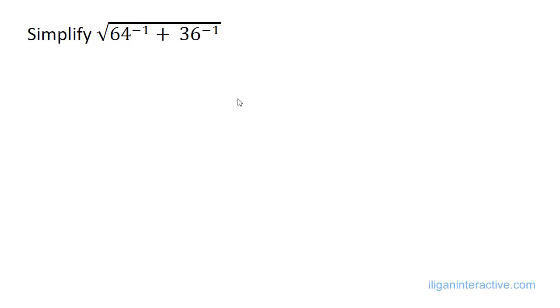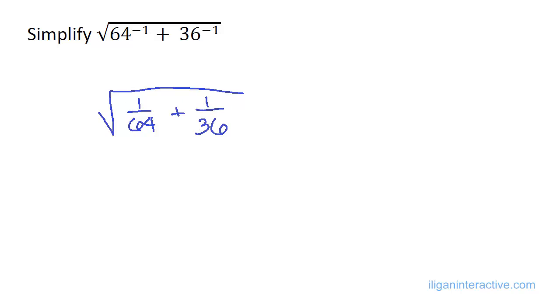We are asked here to simplify square root of 64 to the negative 1 plus 36 to the negative 1. So what shall we do? First and foremost, we want to remove the negative exponent. Instead of 64, you will have 1 over 64, and instead of 36 to the negative 1, you will have 1 over 36.